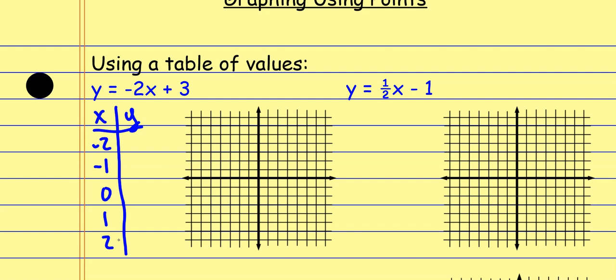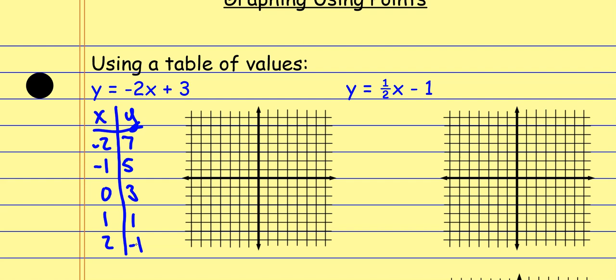And for these guys, hopefully you can do this in your head. Negative 2 times negative 2 is a 4, plus 3 is a 7. Negative 2 times negative 1 is a 2, plus 3 is a 5. Negative 2 times 0 is a 0, plus 3 is a 3. Negative 2 times 1 is a negative 2, plus 3 is a 1. And then negative 2 times 2 is a negative 4, plus 3 is a negative 1.